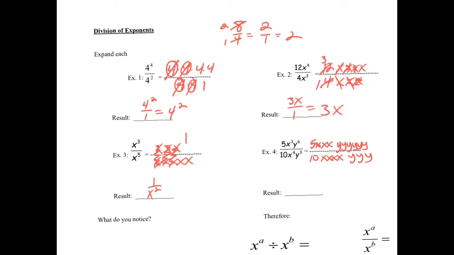We can cross out an x and an x. We can cross out a second x. We can cross out a third x. With the y's, we can cross out a y. We can cross out a second y, and we can cross out a third y. And if we look at our numbers, we have 5 and 10, so we can take a 5 out of 5 and a 5 out of 10. So on the top, we're left with 1 and y to the 3rd, and on the bottom, we're left with 2 and x. So if you want to just write that as y to the 3rd divided by 2x, you may.